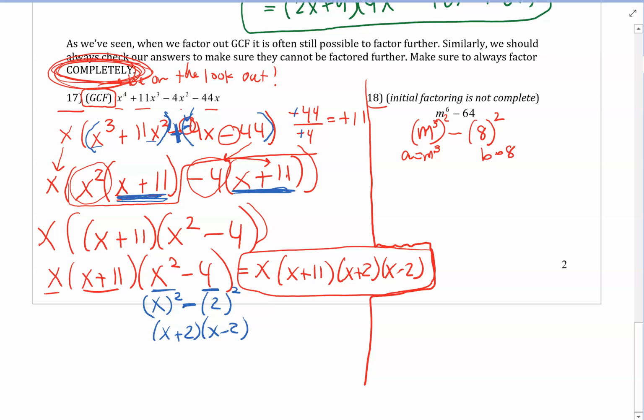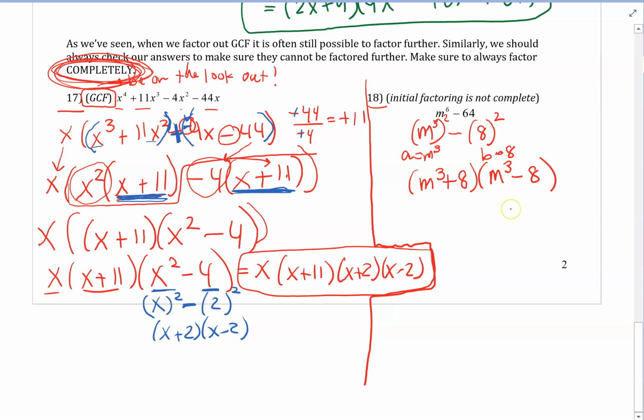So when I begin my difference of squares, so this is going to factor, by the way, into a plus b, a minus b. So m cubed plus 8 and m cubed minus 8. Those are my two difference of squares, right? A plus b, a minus b.